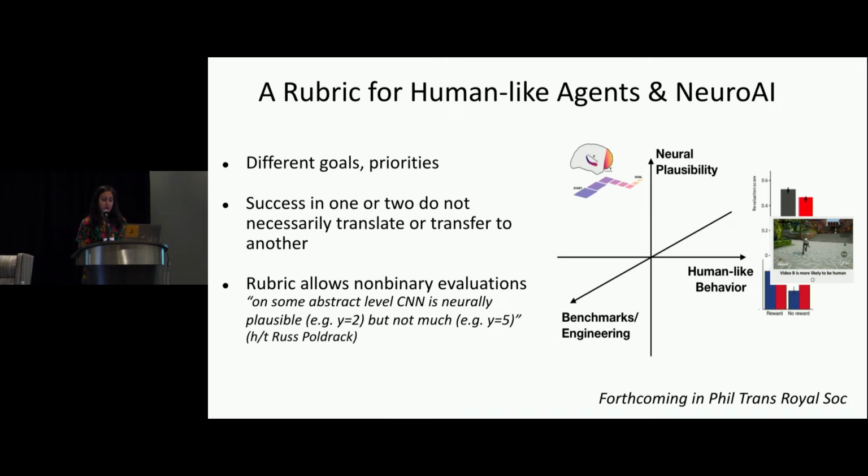So in a paper that will shortly come out in Philosophical Transactions of the Royal Society, I have proposed a rubric for human-like agents and neuro-AI. It's extremely simple, and by the way, please feel free to take photos of any slides. I know that it's too early for anybody to take notes. It's a very simple rubric, and it might almost sound completely evident, but I think it helps a lot to dissociate the contributions and not confuse certain successes for other kinds of successes.